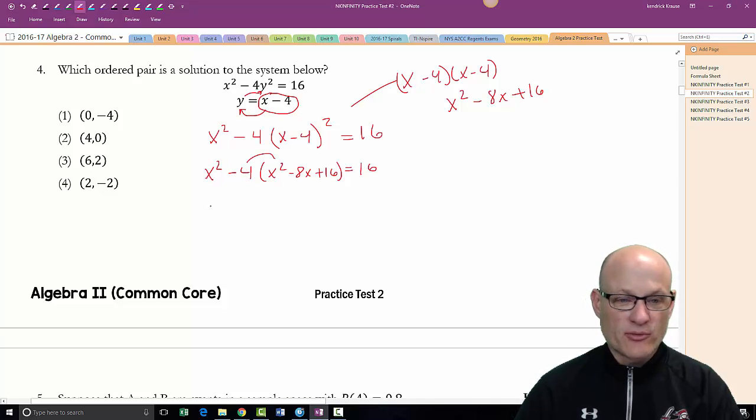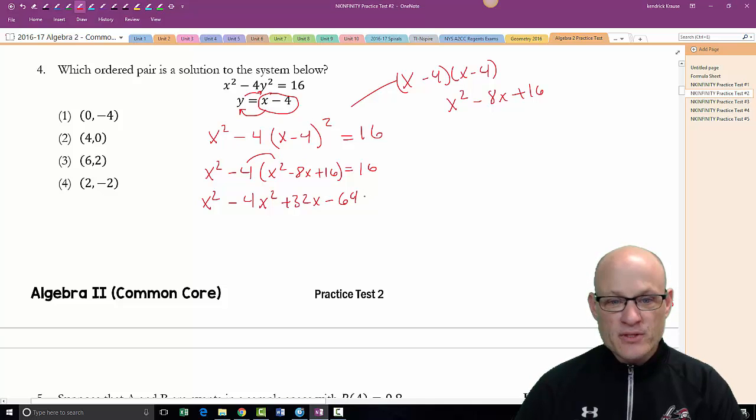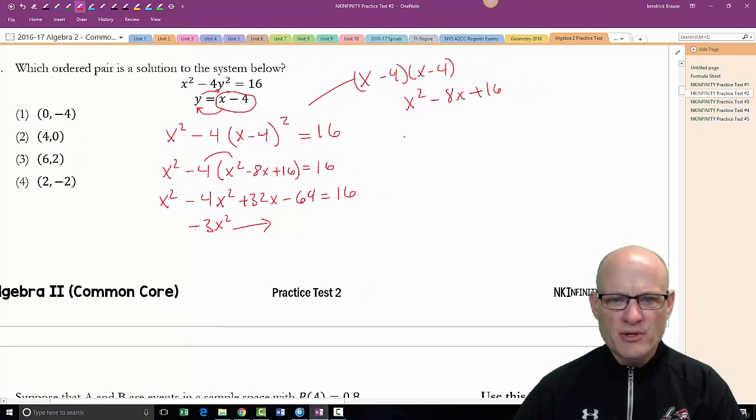Let's distribute. Now, you've got to be careful. We're going to distribute a negative 4. So we get x squared minus 4x squared plus 32x minus 64 equals 16. Now, because this is really minus 3x squared, that means everything has to go to that side. So if I do that, I'm going to end up with 0 equals 3x squared. Bring the 32x over, it becomes minus 32x. And then you bring this over, you get 80.